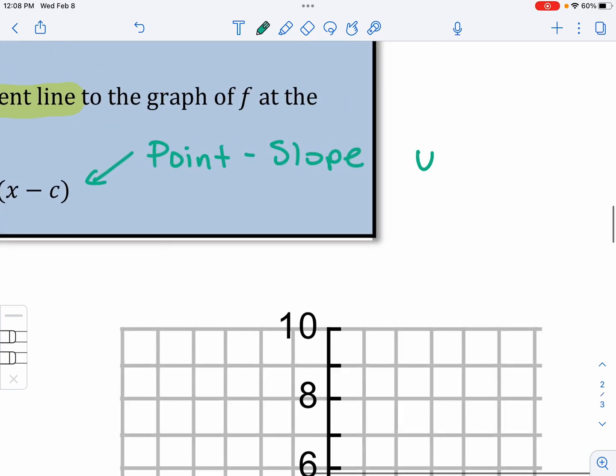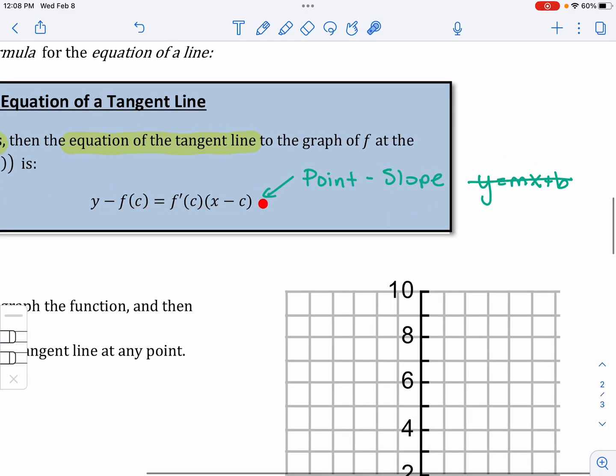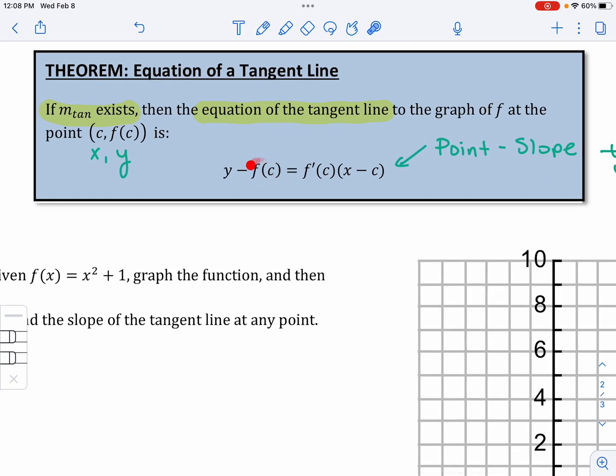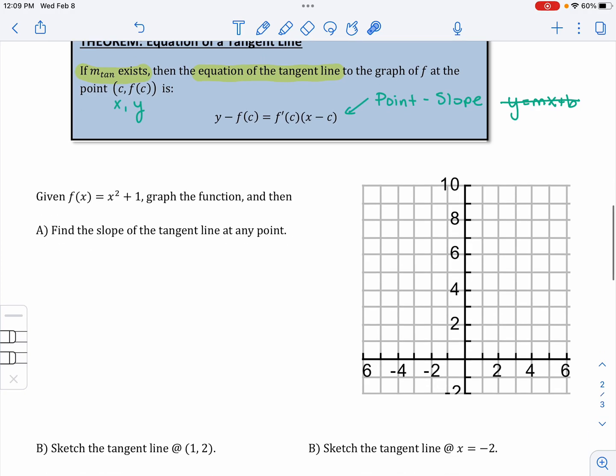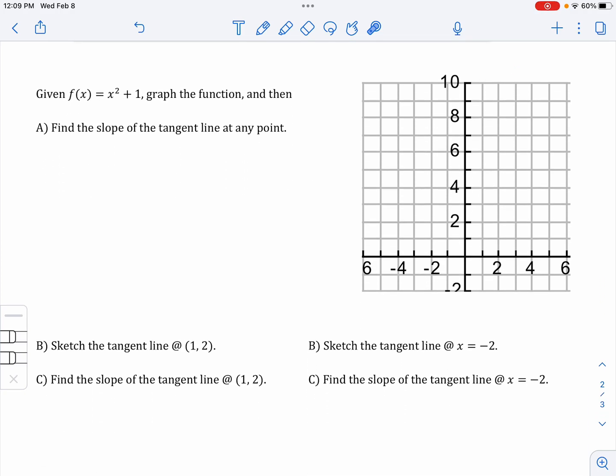So this is literally just the point slope version of the equation of the line. Instead of doing y equals mx plus b, that's one version of an equation, we're not going to use that one. We're going to use this one. So f of c is just the y value of the point. x minus c, c is the x value of the point. Okay, so it looks a little complicated, but don't be scared. It's going to work out. Okay, so step one. Find the slope of the tangent line at any point.